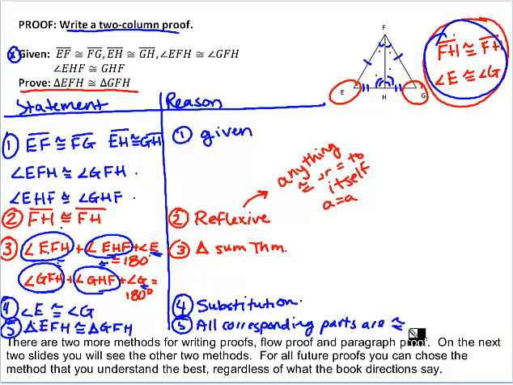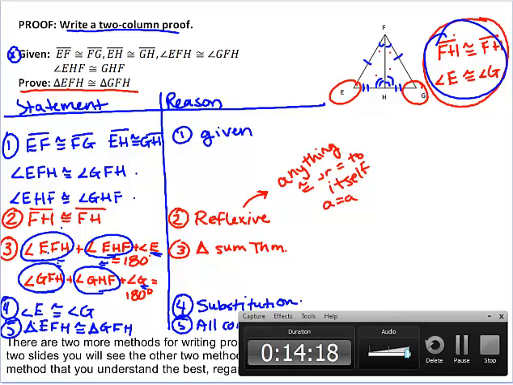And so you need to be able to write down a statement and then say the reason why you're writing it down. So there are 2 more methods to writing proofs, both the flow proof and the paragraph proof. And the next 2 slides will show you those 2 methods. And you can always choose whichever method you understand the best, regardless of what the book directions say. So for example, if the book says write a 2-column proof, but you really understand a flow proof or a paragraph proof better, then write down a flow proof or a paragraph proof. That's just completely up to you.